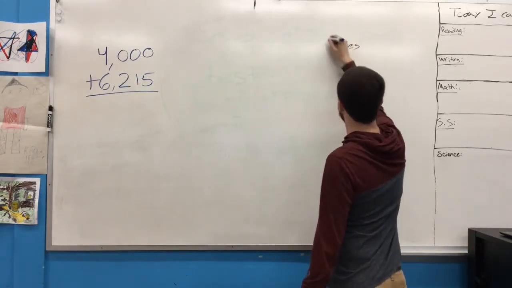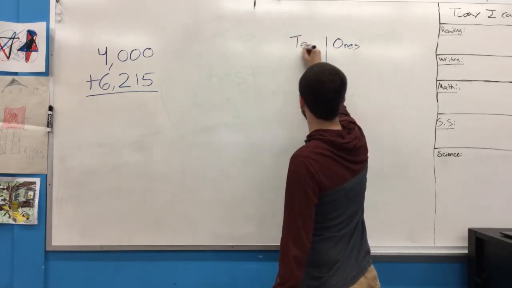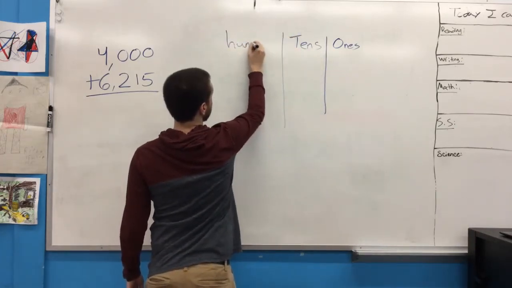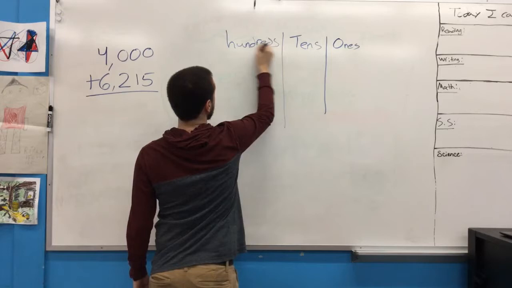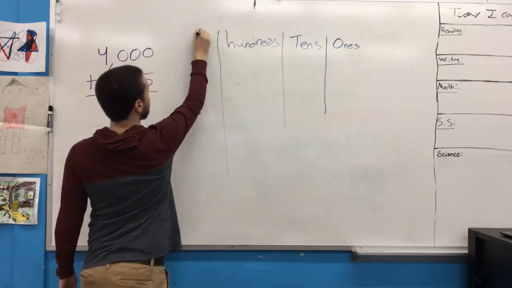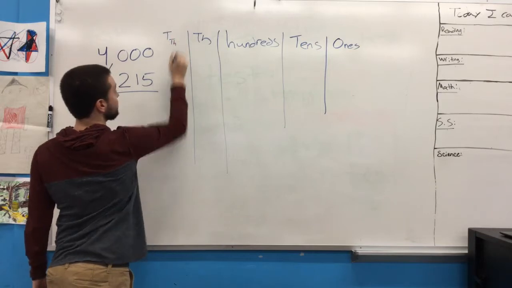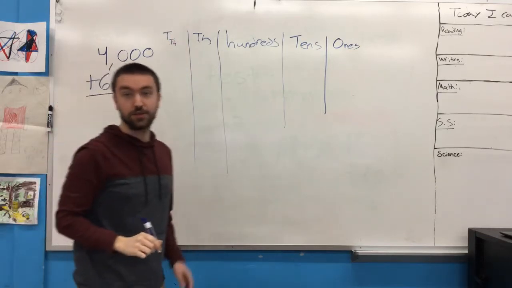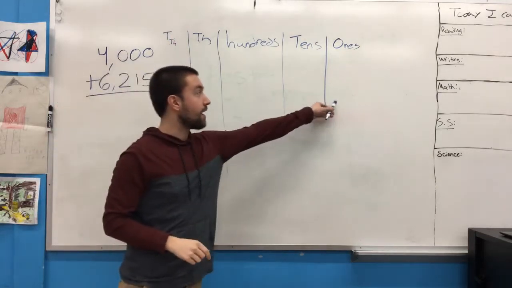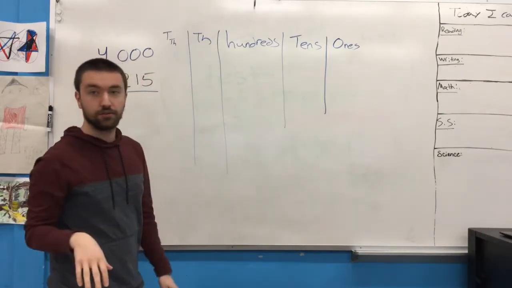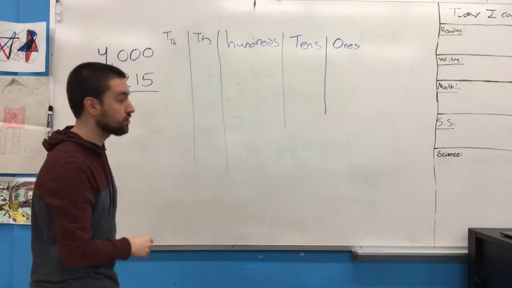Ones, tens, hundreds. I'm going to run out of space here. Thousands and 10,000s. Now, my friends, I'm sure you just did our little chant. A-ta-ha-tha-ta-tha. A little quick funny thing to remember the order that this chart goes in.